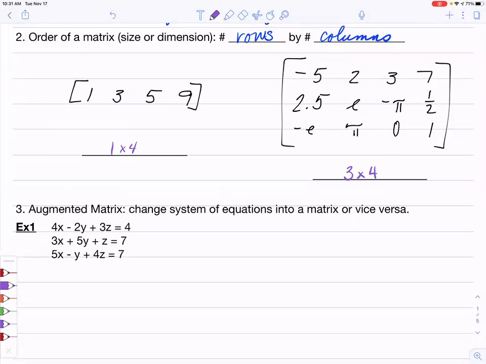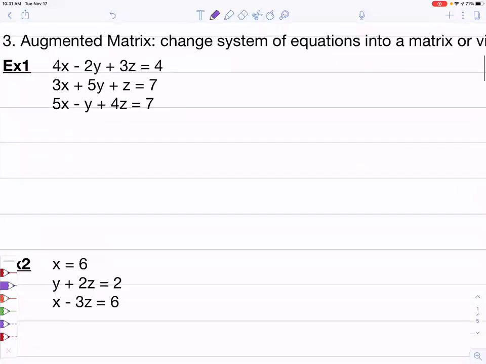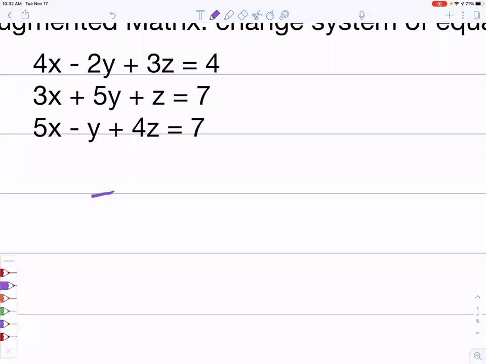Okay. An augmented matrix. This is where I can take a system of equations. Oh my goodness. Have you ever seen a system this big before? Aren't you glad I didn't make you solve this one by substitution or elimination? But with matrices, I'm going to find that solving a system that's this big isn't that bad. So matrices make solving systems much simpler. And so what I'm going to do is I'm going to make a matrix.